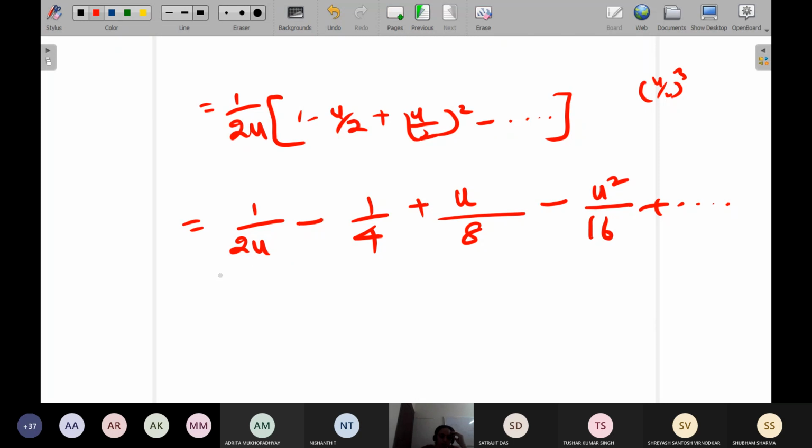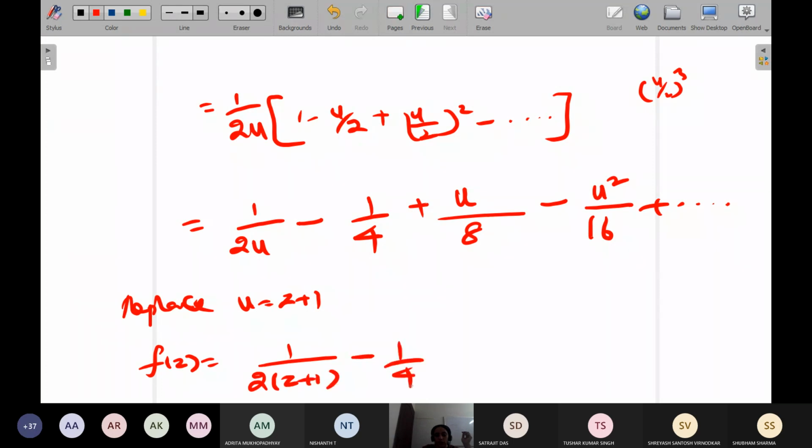Now what should you do? They are asking us to expand in powers of z plus 1. So replace u by z plus 1. So you'll get your f of z equal to 1 by 2 into (z plus 1), minus 1 by 4, plus (z plus 1) by 8, minus (z plus 1) the whole square by 16, plus etc.